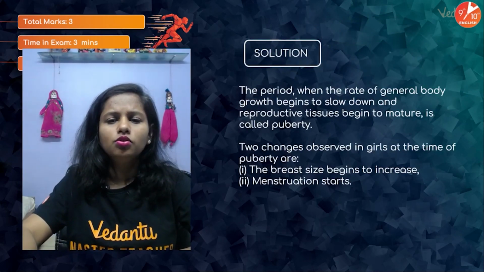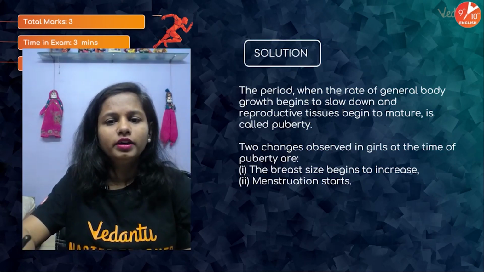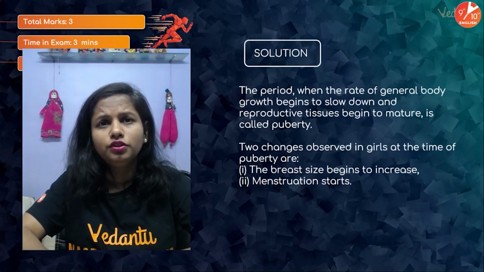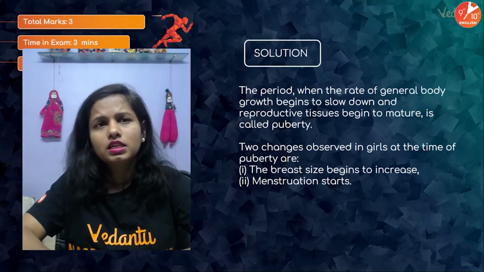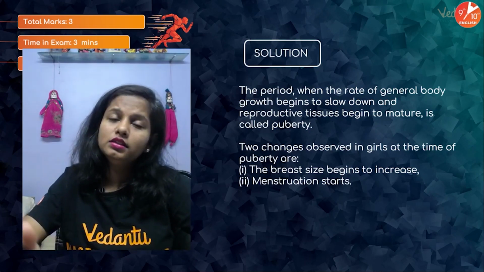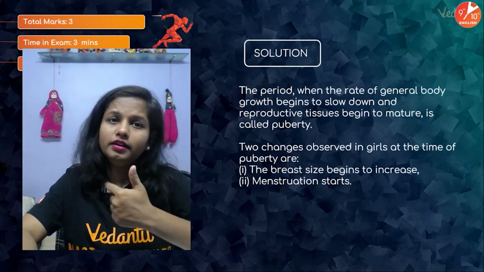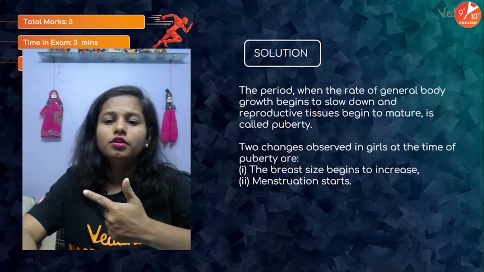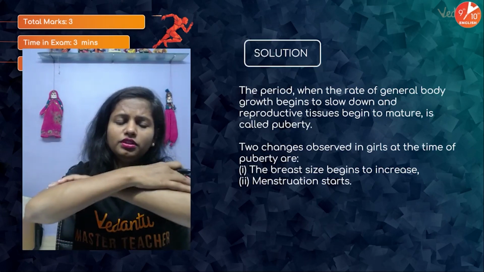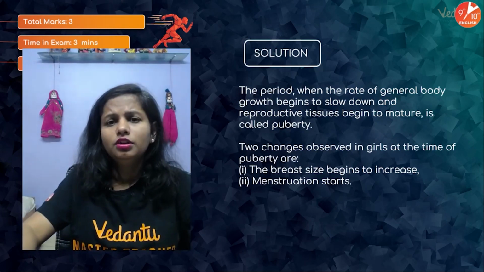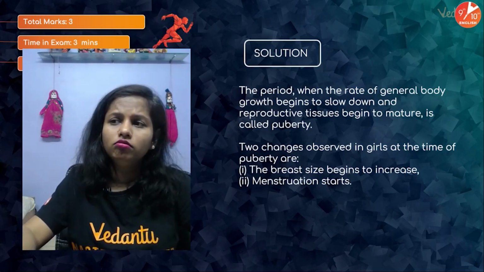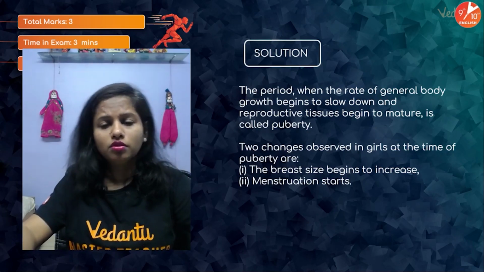The period where the growth of the sexual organs or the maturation of the reproductive organs begins is what we call puberty, the phase, right? Now in girls, onset of menstrual cycle and enlargement of breast tissue. Apart from that, face becomes oily, one may develop pimples, growth of hair on the arms, armpits, pubic hair. Then mood swings, hormones, estrogen, progesterone.